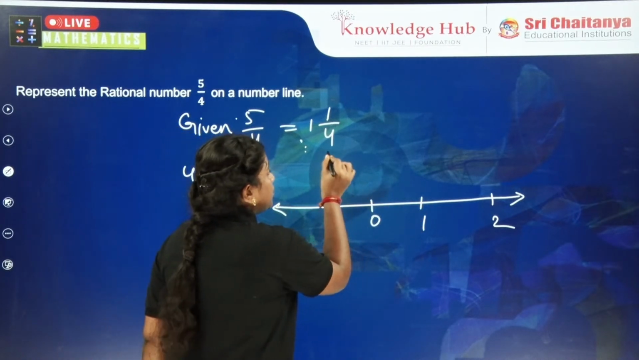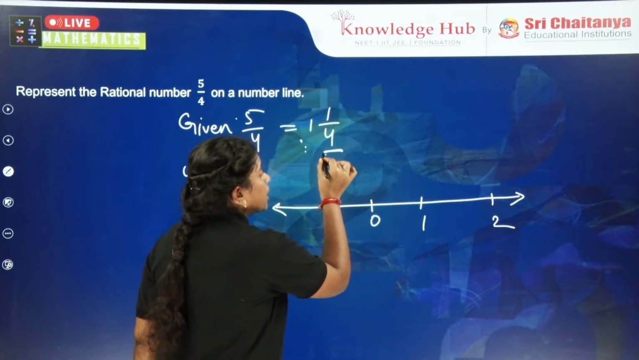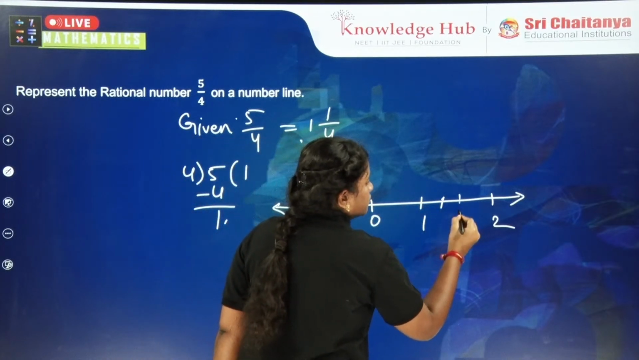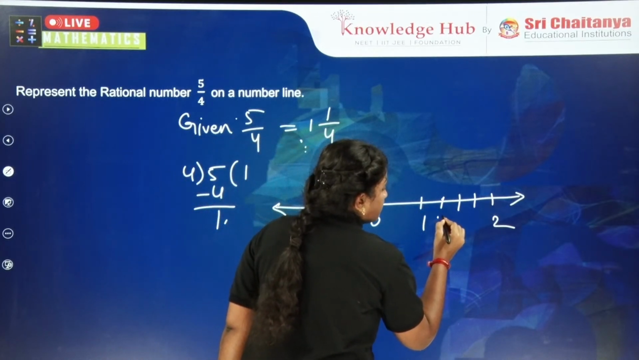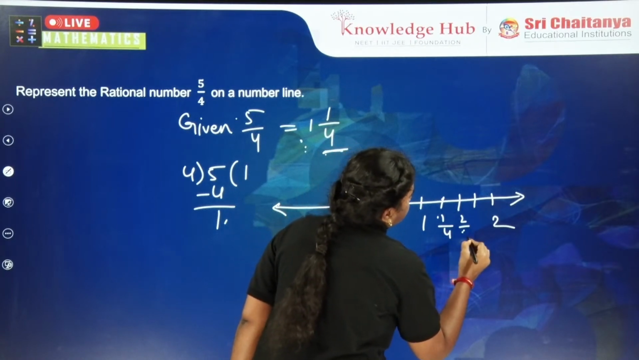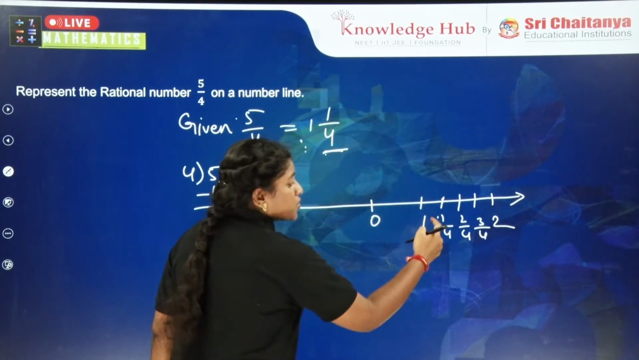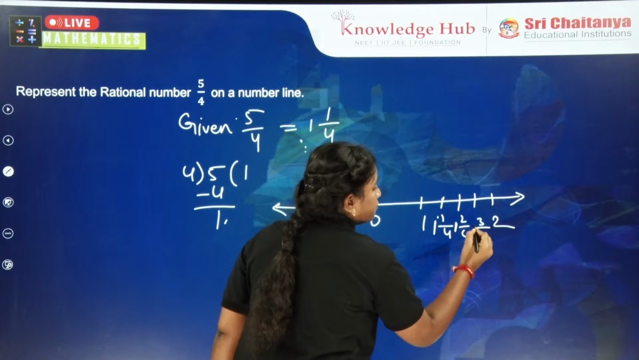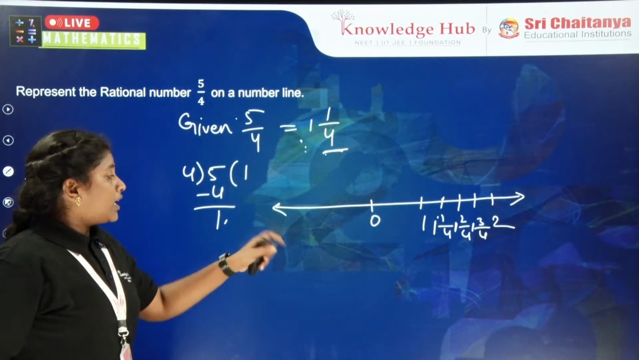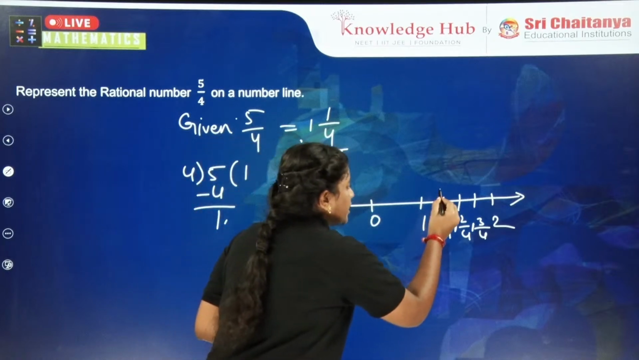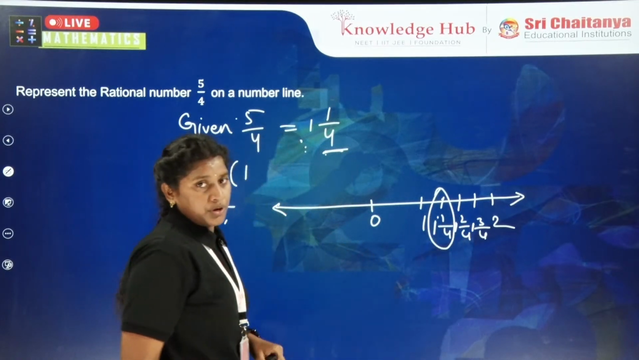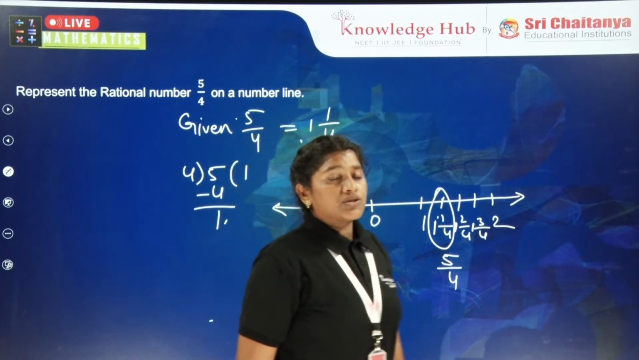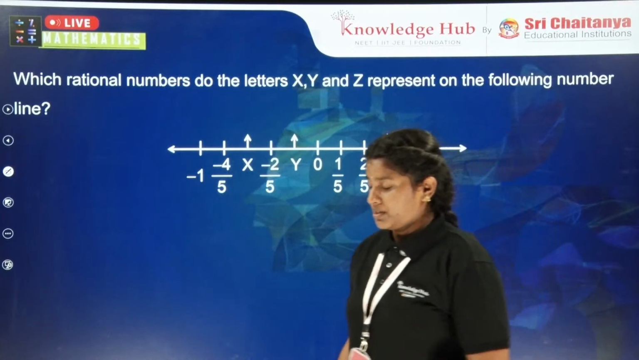The space between 1 and 2 is divided into as many parts as the denominator, which is 4. So here it is 1, 2, 3, 4. It becomes 1 by 4, 2 by 4 and 3 by 4. As we have 1 by 4 after 1, it becomes 1 1 by 4, 1 2 by 4, 1 3 by 4. Now they are asking us to represent 1 1 by 4, so we just circle 1 1 by 4, which is equal to 5 by 4. Now let's solve another question on representation of rational numbers.